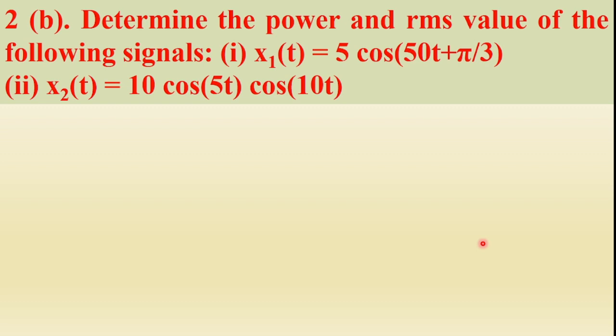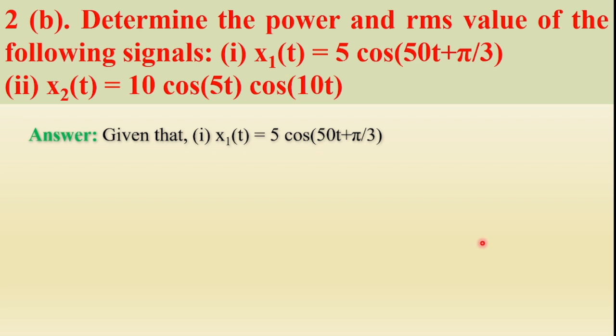Next, question number 2b. Determine the power and RMS value of the following signals. First bit, x1 of t is equal to 5 cos of 50t plus pi by 3, and second bit, x2 of t is equal to 10 cos of 5t cos of 10t. First, find out the power and RMS value of the first bit.